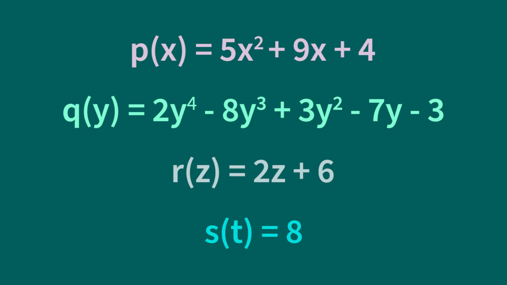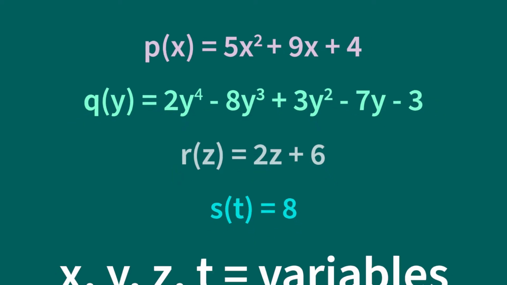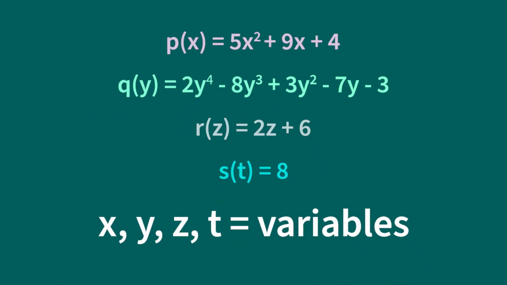These four expressions are each an example of a polynomial in one variable. What's a variable, you ask? Well, in these examples, the symbols x, y, z, and t are the variables. This just means that you can replace each of the x, y, z, or t with some fixed number and then evaluate the polynomial to get some other number.